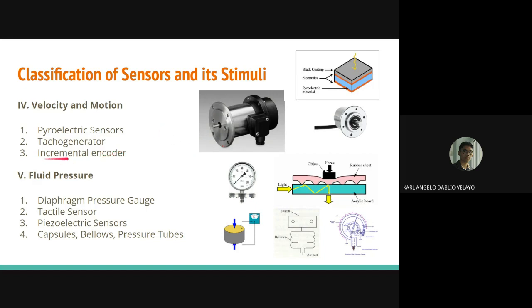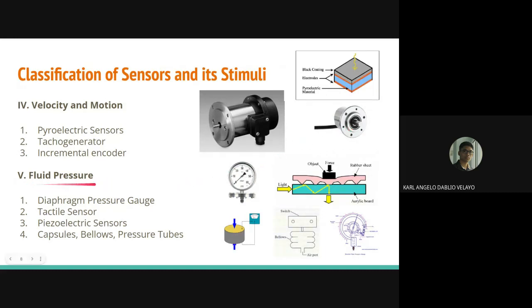Next, we have the incremental encoder. So an incremental encoder is an encoder device that converts angular motion or position of a shaft into an analog or digital code. So it is commonly used in positioning and motor speed feedback applications, which includes servo, industrial, or heavy-duty applications.